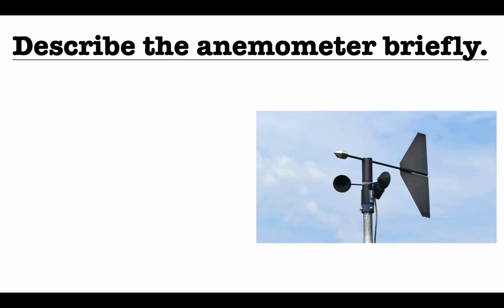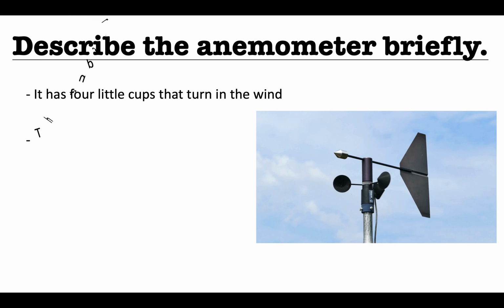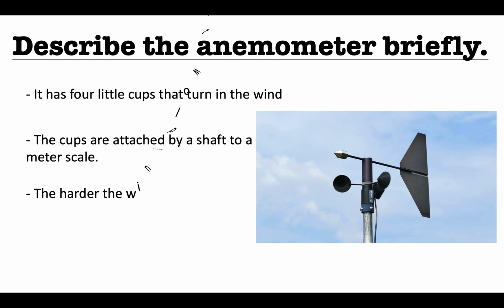So how would we describe an anemometer briefly? Well, we know that it has 4 little cups that turn in the wind. We also know that the cups are attached by a shaft to a meter scale. The harder the wind blows, the faster the cups turn. And we will be able to tell what the speed is with the meter.